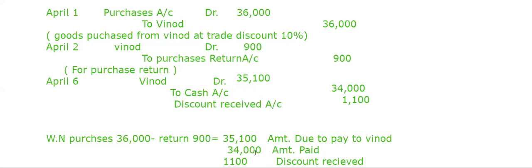Let's recall the complete entry once again. The goods are purchased from Vinod on the list price 40,000, at 10% trade discount. So goods are purchased at rupees 40,000 minus trade discount, that is 10%, means 4,000. The entry will be passed with the amount 36,000. Now the second entry, the goods purchased from Vinod are returned of list price rupees 1,000.